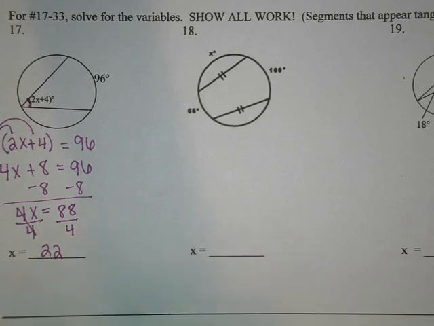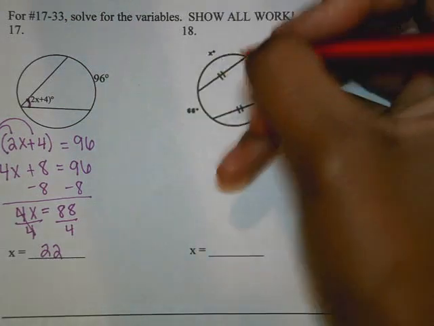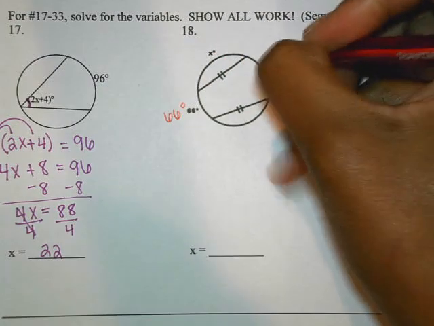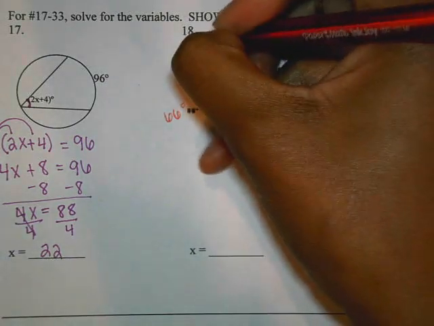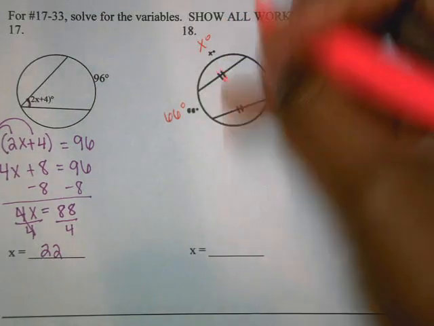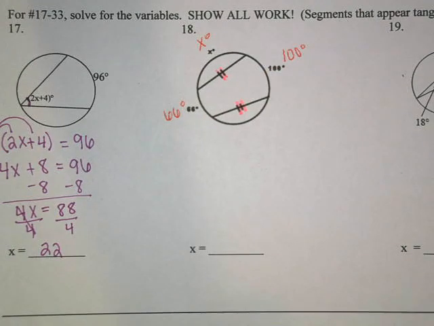All right, number 18. You guys can't really see this, and honestly, I can't either, so I'm going to make this a little bit bigger. It looks like this number here is 66 degrees, and this number is 100 degrees, and this is x degrees. So we're solving for x. What's important here is that they labeled these chords with congruency lines. So I know that those 2 chords are congruent.